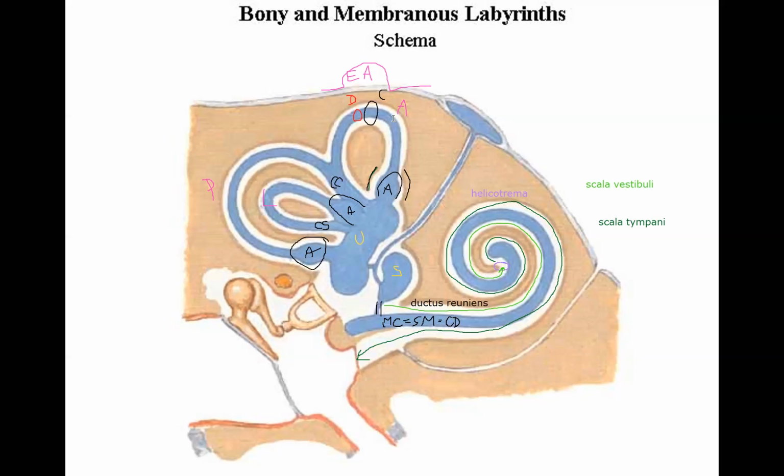And then another structure, which is called here. And the name of this structure is very easy. It is called ductus utriculosacularis. So utriculosacular duct, as it connects these two structures. And then the last visible here is this. As it contains endolymph, it's called ductus endolymphaticus. So endolymphatic duct.